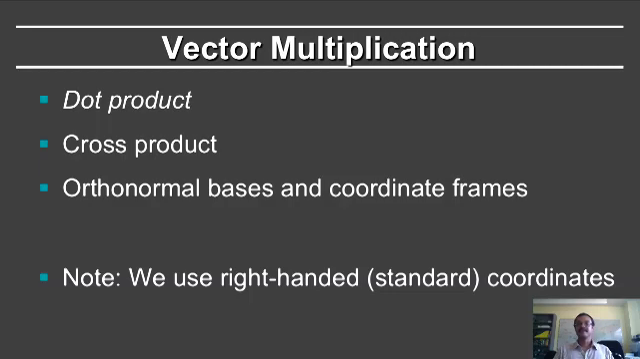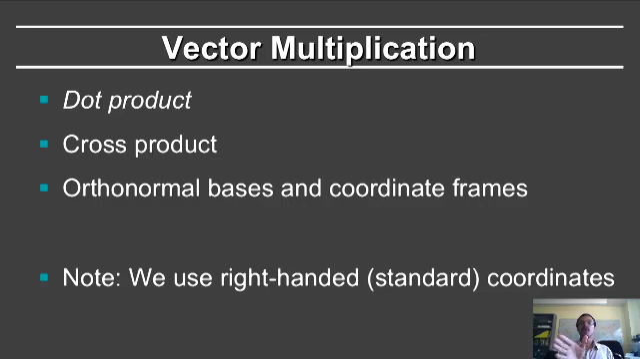Vectors can also be multiplied, and in fact there are 2 multiplications of vectors: the dot or the scalar product, and the cross or the vector product. Note that in this lecture we will use right-handed coordinates, which is a standard coordinate system found in most mathematics textbooks. What do right-handed coordinates mean?